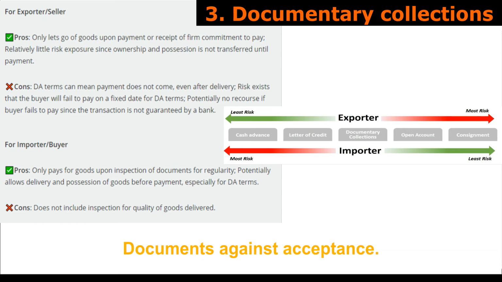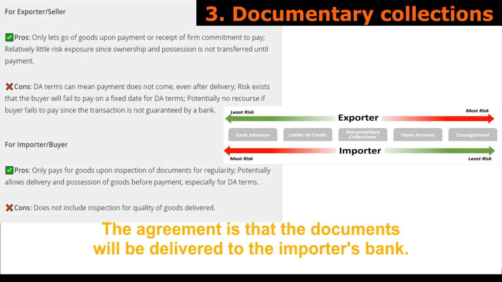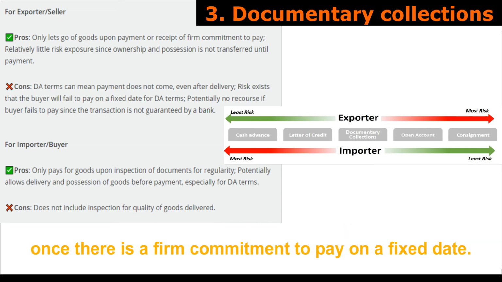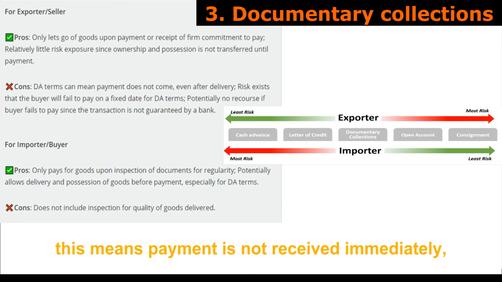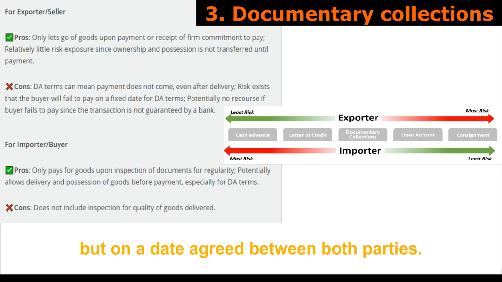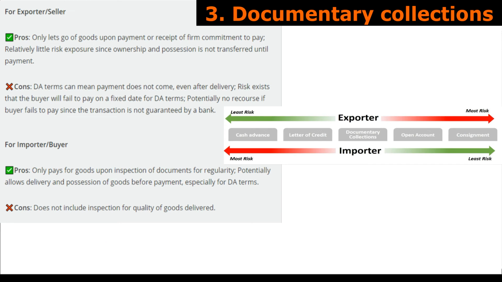Documents against acceptance, the DA. For this one, the agreement is that the documents will be delivered to the importer's bank once there is a firm commitment to pay on a fixed date. This means payment is not received immediately, but on a date agreed between both parties.